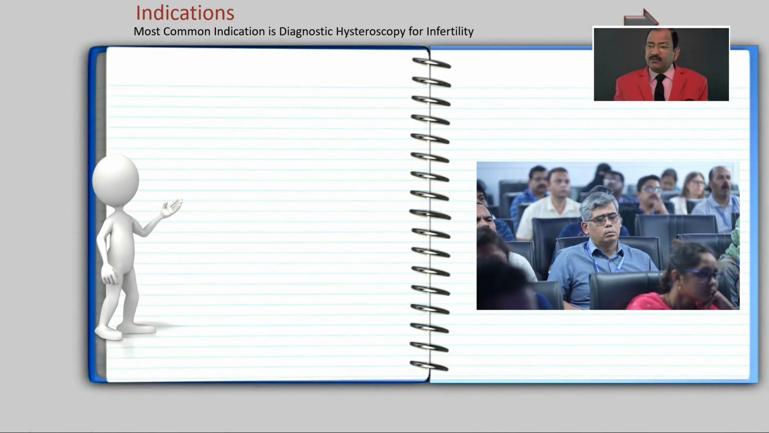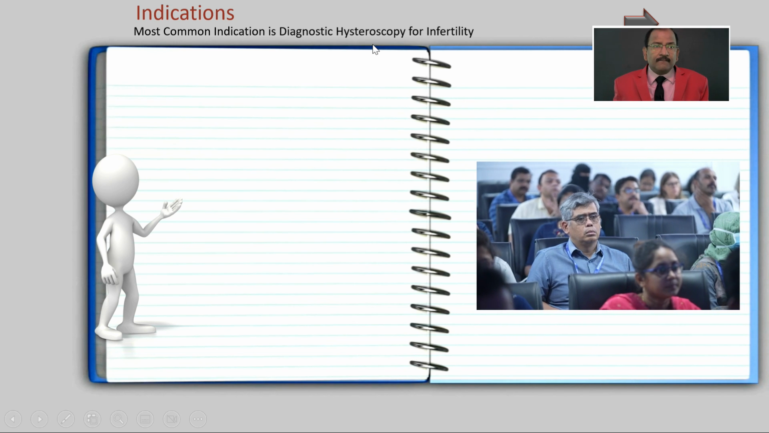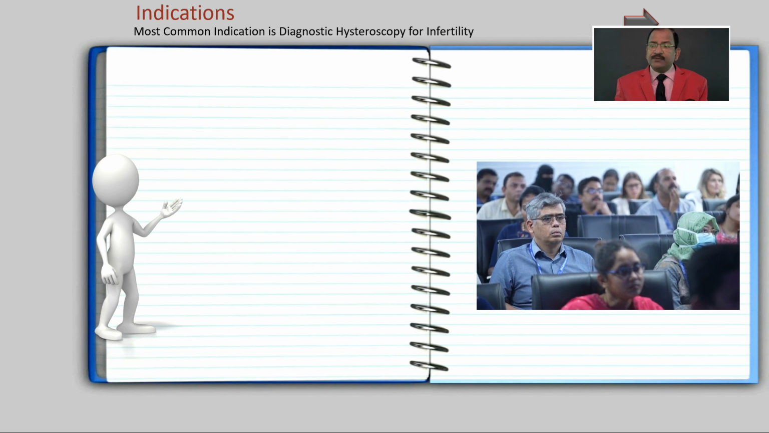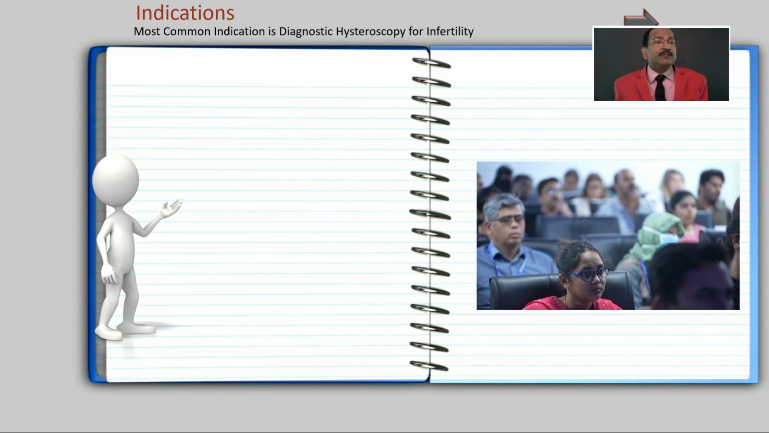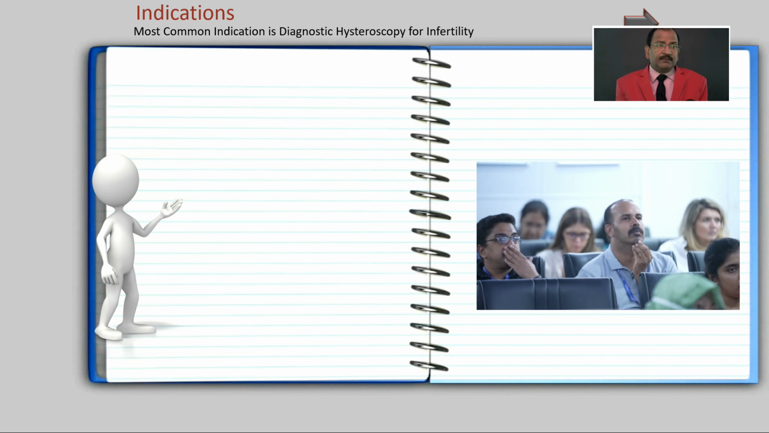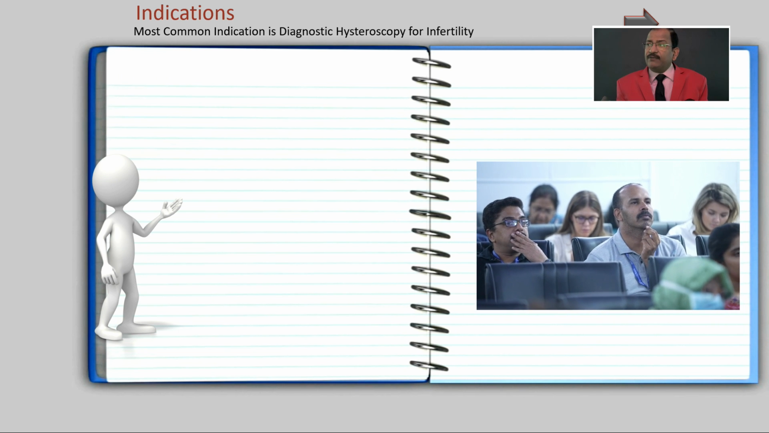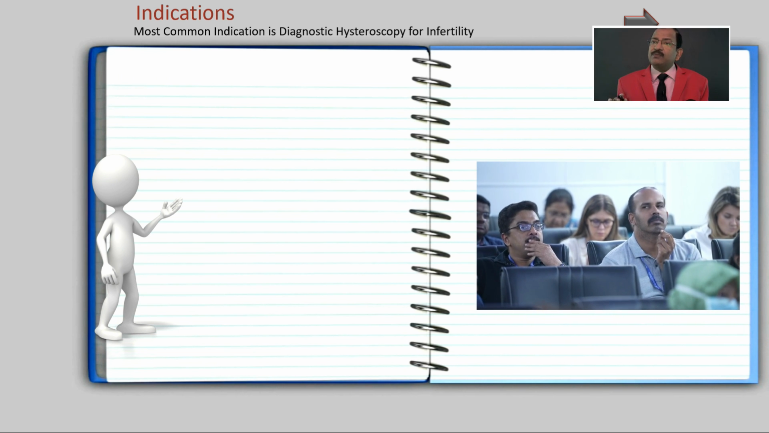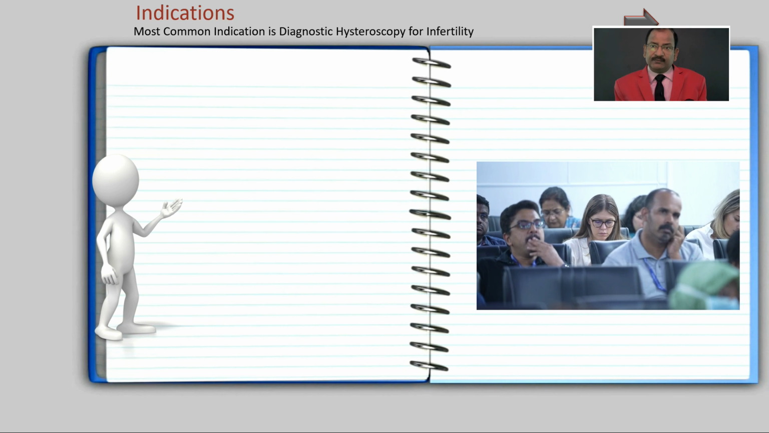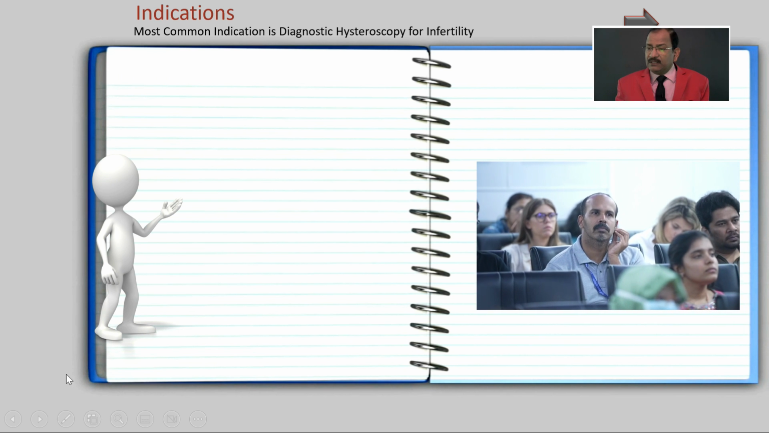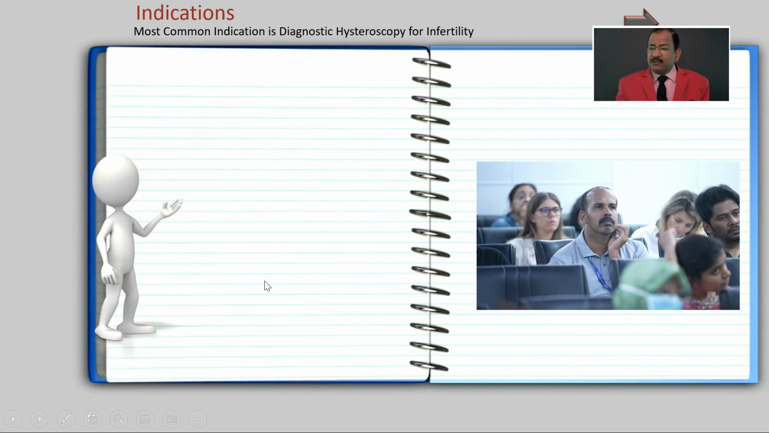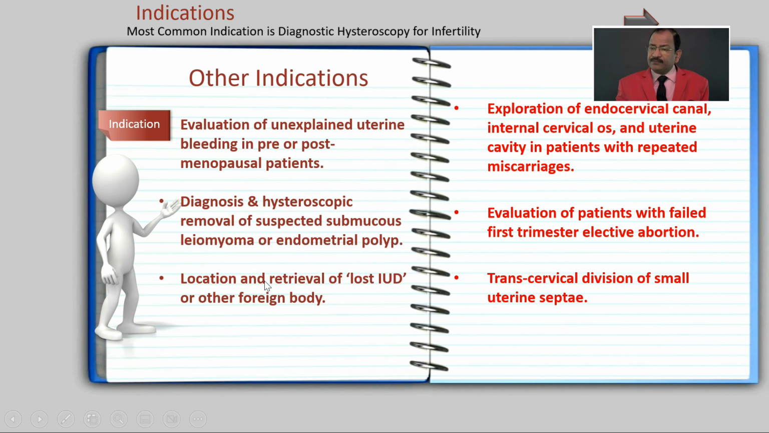Indication. The most common indication is infertility. That's why many gynecologists say hysteroscope is my stethoscope. So 85% of all hysteroscopy is done for infertility, to rule out almost all uterine causes of infertility. These are the most common indications.